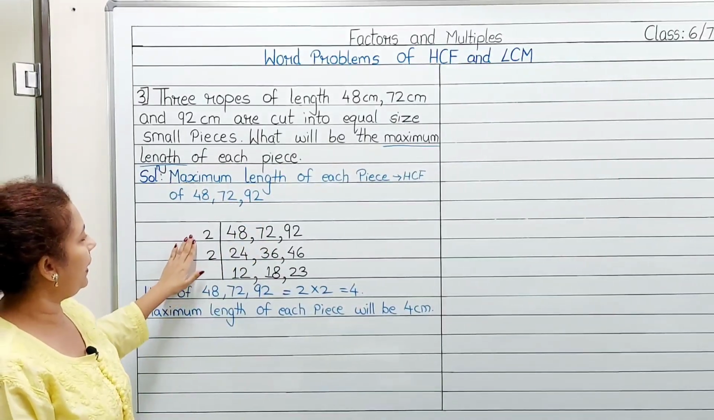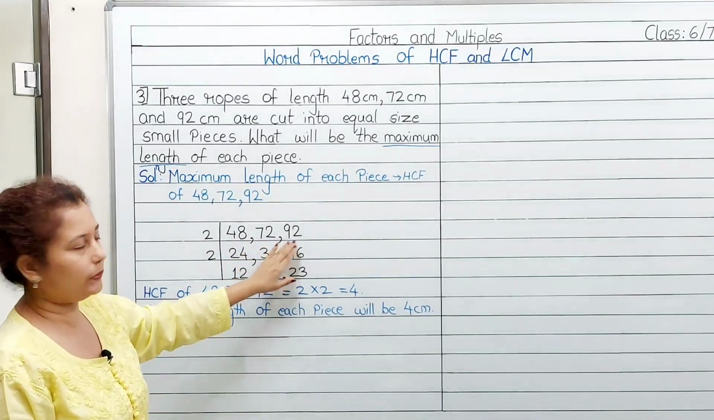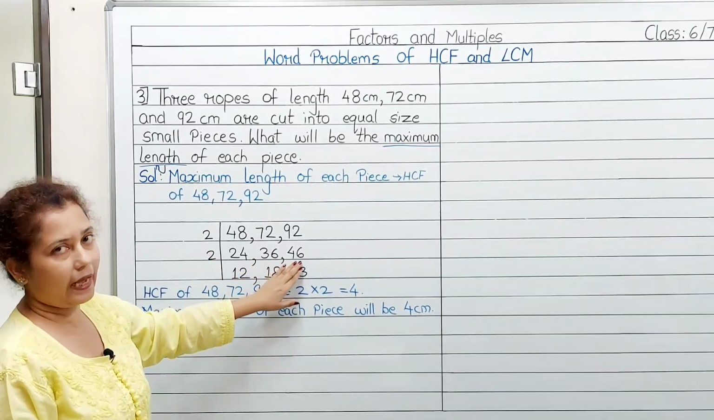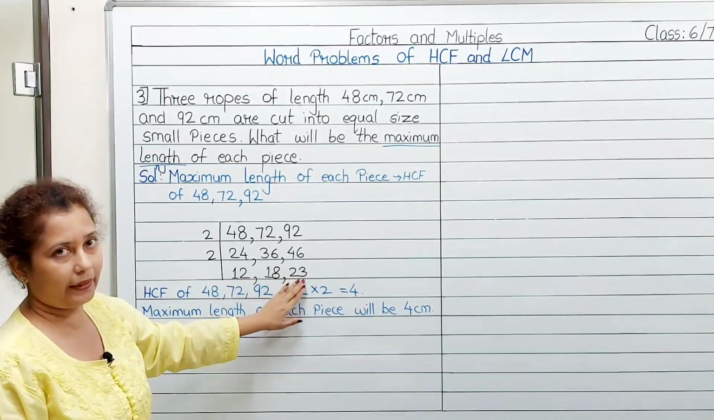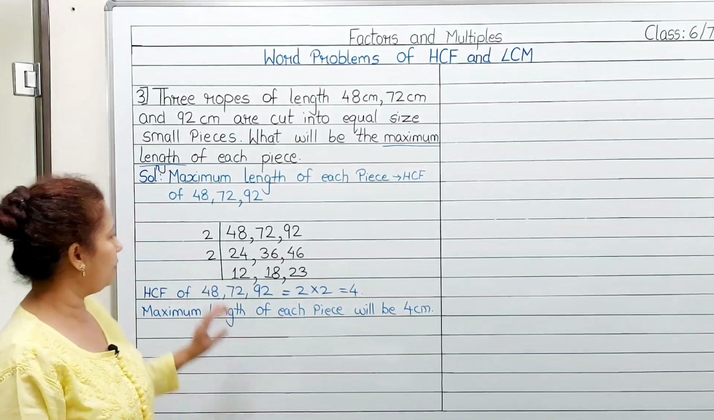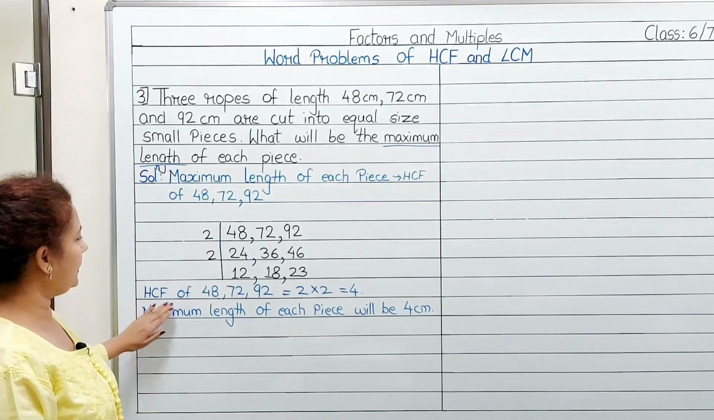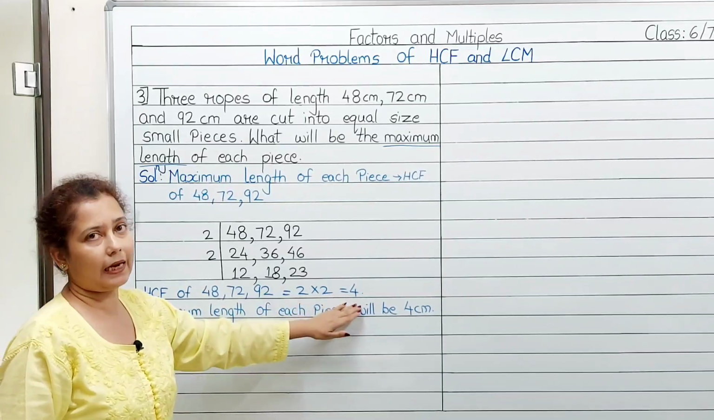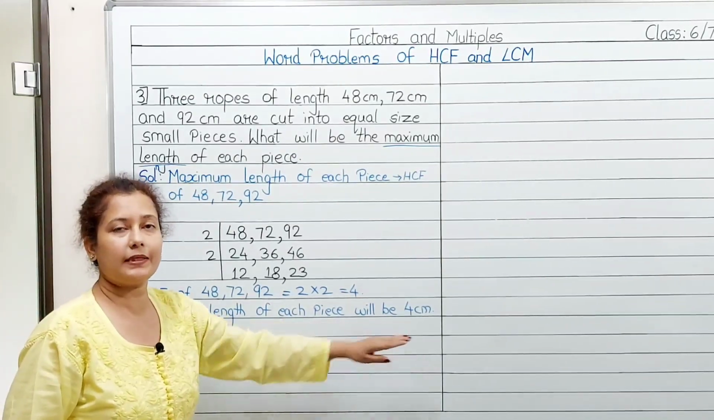So here we will find the HCF by the common division method. 48, 72 and 92 are divisible by 2, so we will get 24, 36 and 46. Again these are divisible by 2, and we will get 12, 18 and 23. These 3 numbers are not divisible by any common prime number, so we will stop here. The prime factors are 2 and 2. Therefore, HCF of 48, 72 and 92 is 2 into 2, that is 4. So the maximum length of each piece will be 4 centimeters.